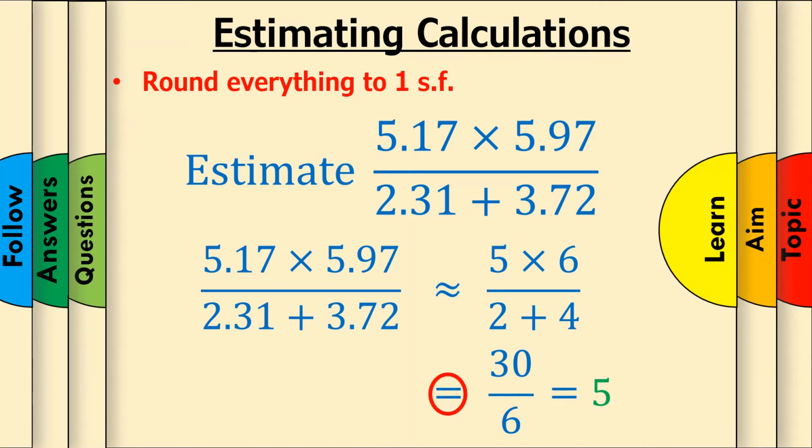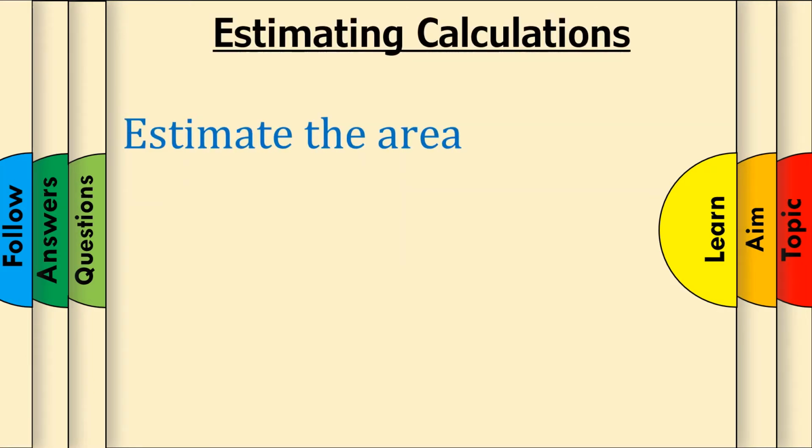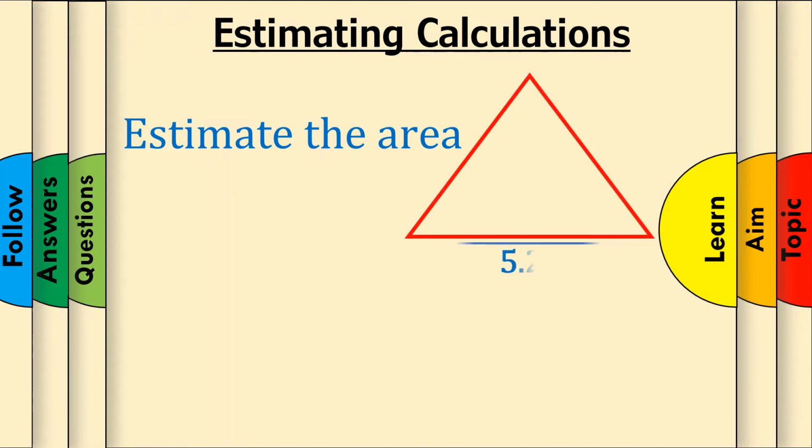Let's take a look at a final example. Estimate the area of a triangle with a base length of 5.21 centimeters and a height of 3.99 centimeters. This is a compound question, which is trying to push you to apply two pieces of knowledge at once: the area of a triangle and estimating. Lucky for you, you can breeze through this question as you know both.